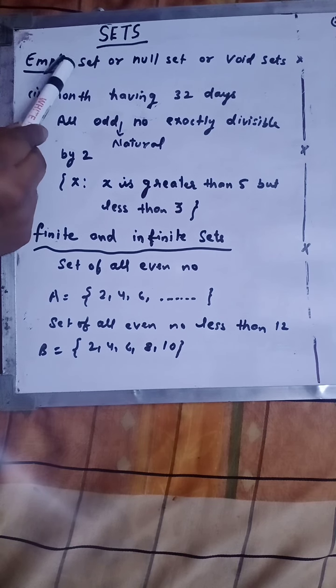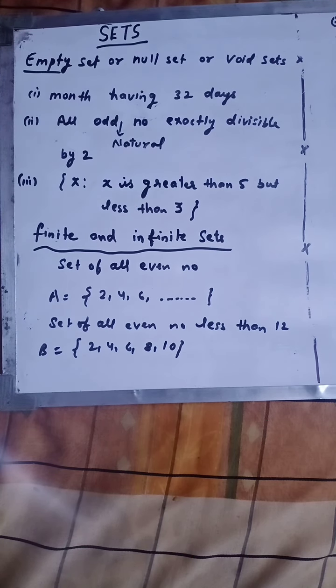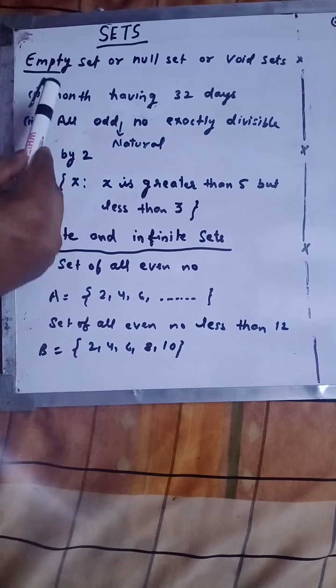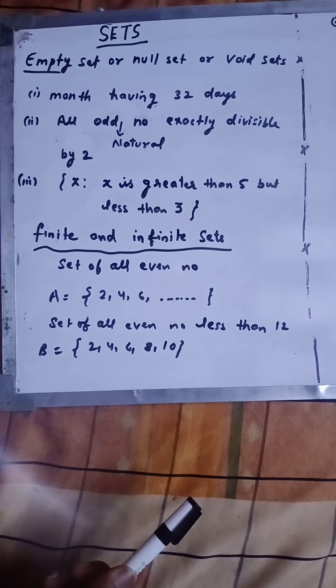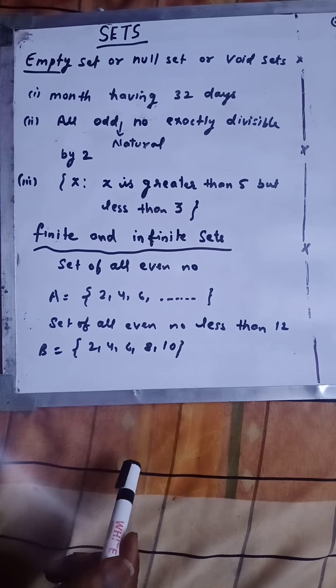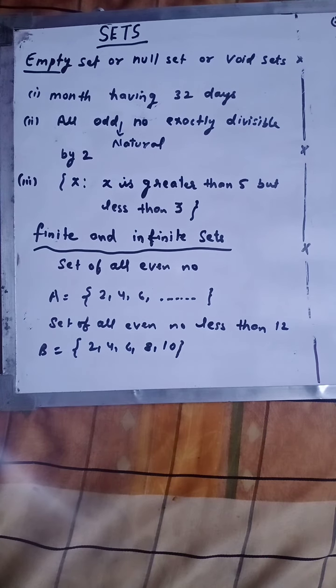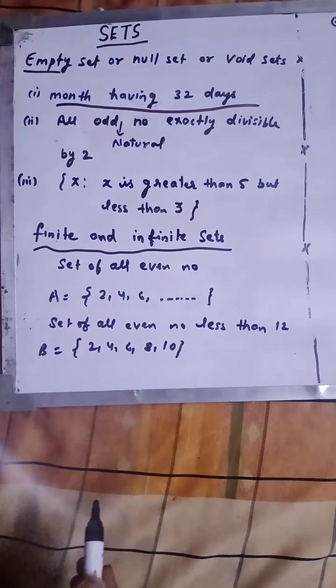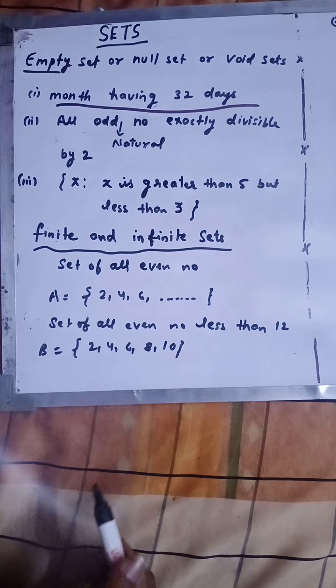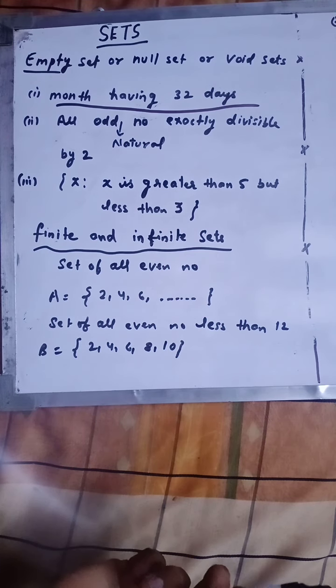Empty set can also be known as null set or void set. Empty set means null, as the name you can guess, null set. For example, the month having 32 days. There is no month in which you will get 32 days. So this is an example of null set. Similarly, the set which is not possible is known as null set.